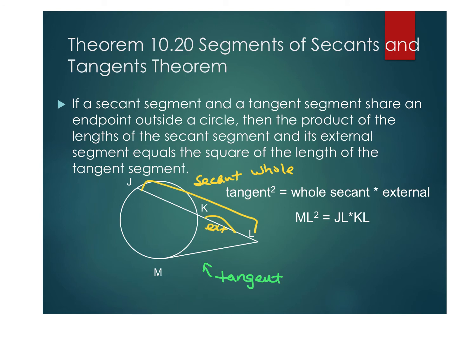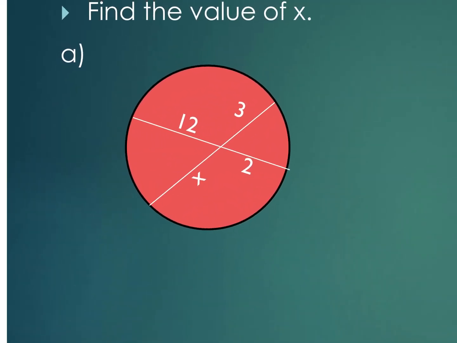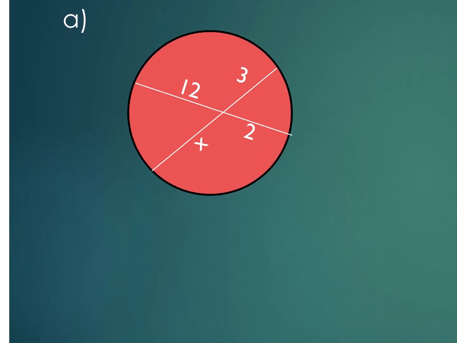Now we're going to do examples of all of these theorems and definitions we just learned. Let's take a look at example A1. Notice these are two chords that are intersecting inside a circle. So remember, the product of those segments are going to be congruent. So these are two chords.